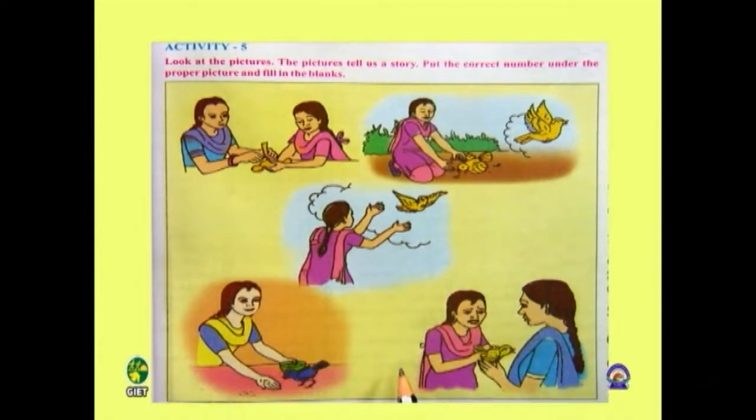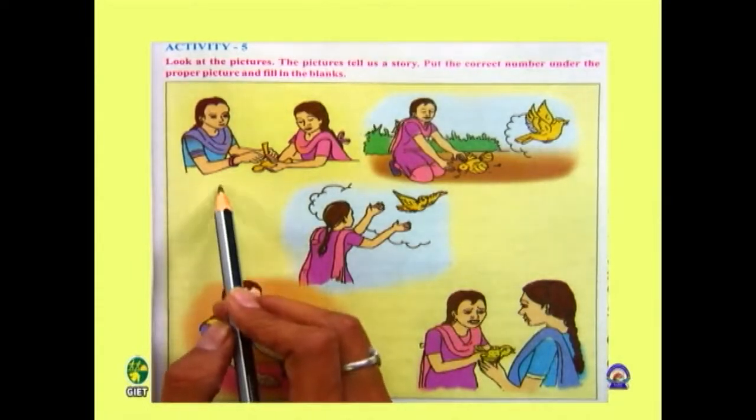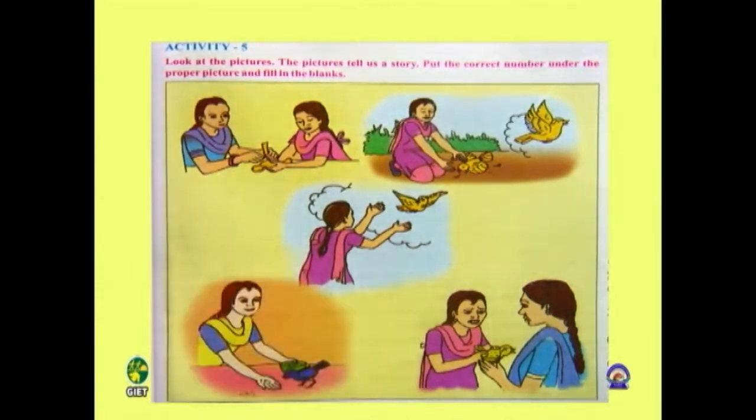So what will you do in this activity? First, we will arrange these pictures in proper order and then put the numbers below the pictures. So think about these whole pictures and identify the first picture. Recall this whole incident and identify the first picture.